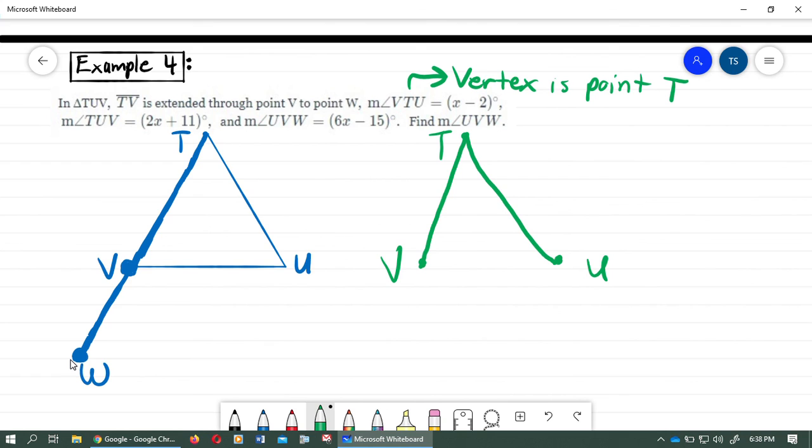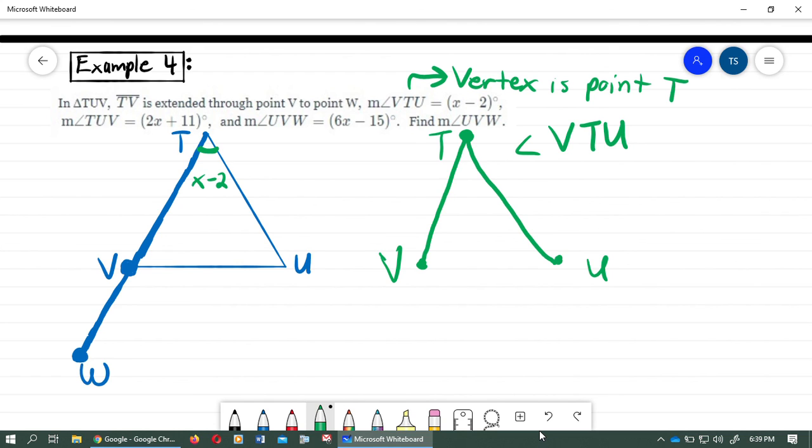For angle VTU, the vertex is point T, right? So they're talking about that angle for angle VTU. You get what I'm saying? For angle VTU, they're talking about that angle that has a vertex of point T. So for those who might not be so good at identifying angles, I'm trying to break it down to you. Not that I haven't already in previous lessons, but I want to make sure we make it real clear, okay? So angle VTU will be that angle right there. Angle VTU is this one, and they said the measure of that angle is x minus 2.